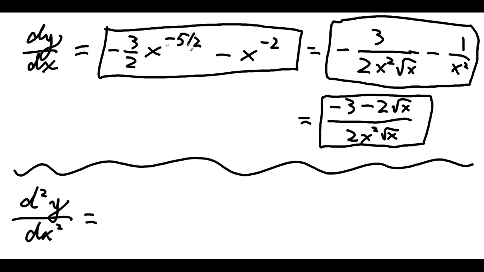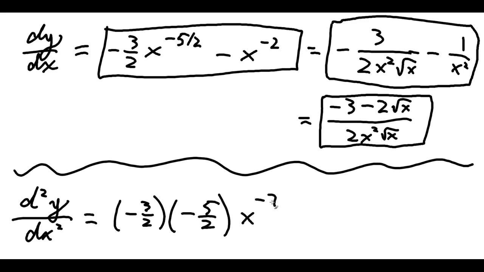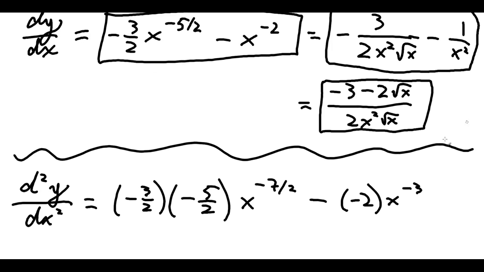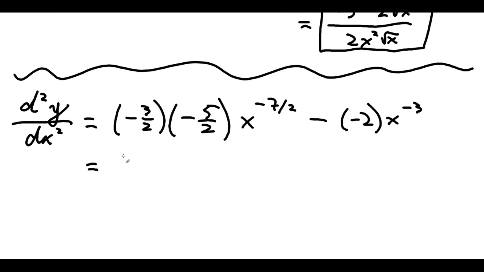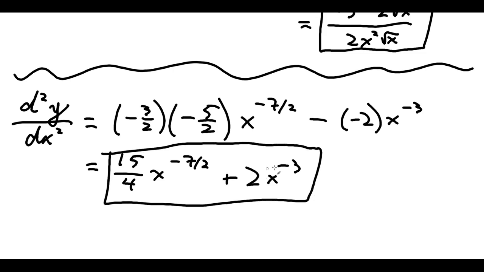Taking the derivative of the first term, let me go ahead and write this out because there's a lot going on here. We have this constant negative 3 halves. Now we bring out the negative 5 halves, bring that out front, and subtract 1 from the power, so that's a negative 7 halves. Minus the negative 2 comes out front, and we subtract 1 from the exponent, that makes a negative 3. And of course we always want to simplify and clean this up, so multiplying those we have 15/4 x to the negative 7 halves plus 2x to the negative 3rd. So this would be the second derivative of the function y that we were given.